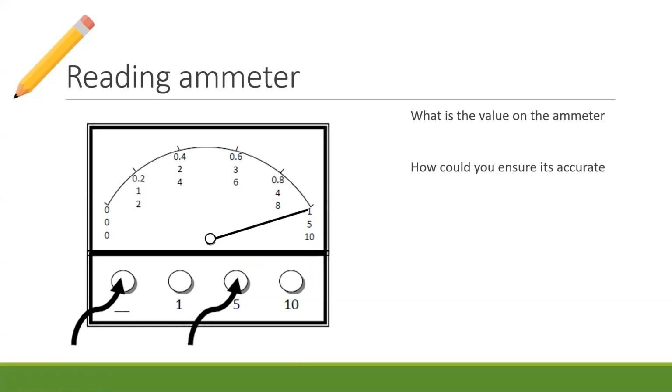Next up is reading an ammeter. I want you guys to have a quick look at this. This is going to be a bit of a weird question, but I want you to tell me, what do you think the current is through this ammeter? What is the current through this section here?